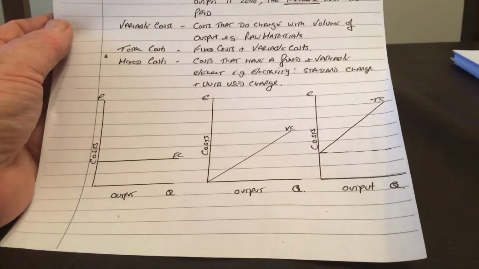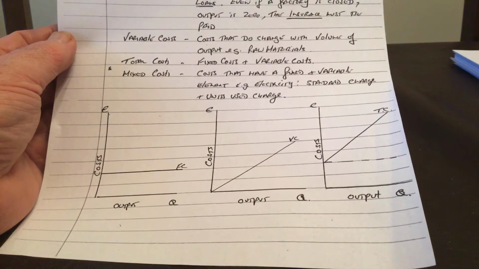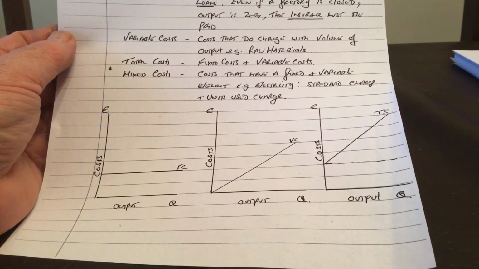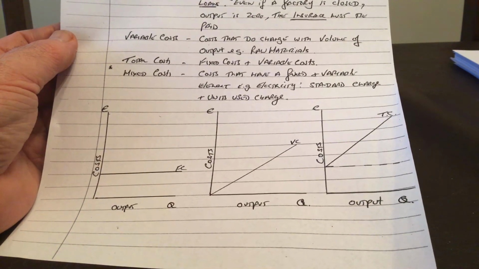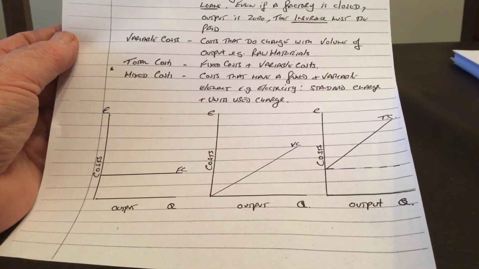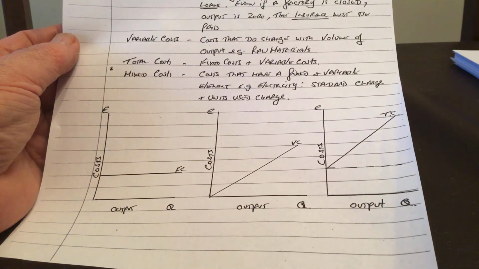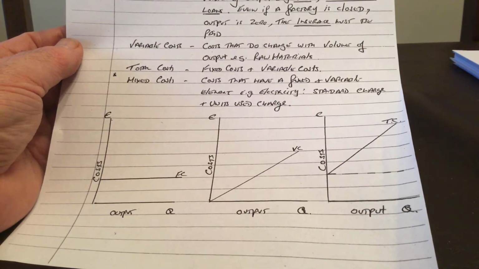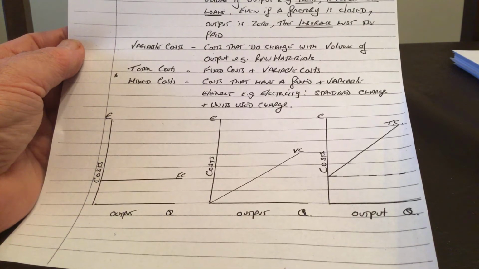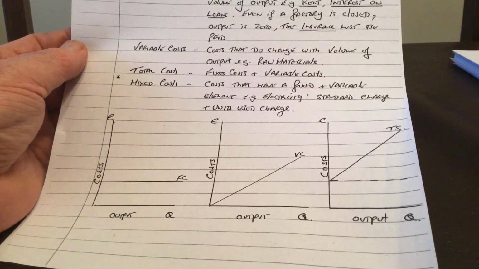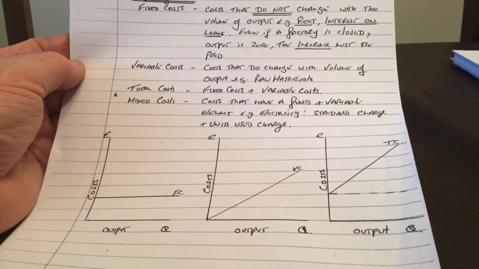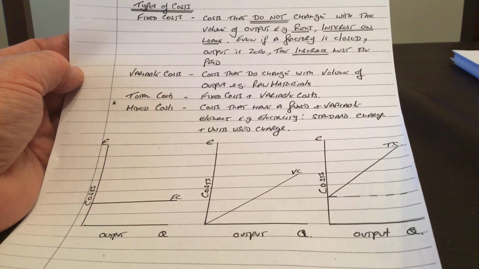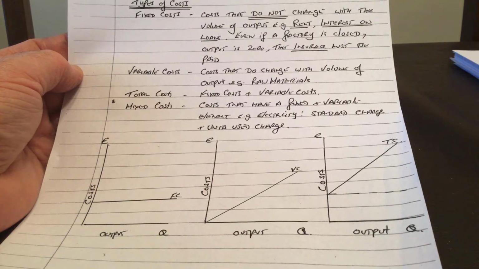And here are the diagrams for each. The fixed cost, as you can see, regardless of the level of output, the fixed cost stays the same. The variable cost starts at zero and only goes up as output goes up. And then, of course, the total cost together. You have your fixed cost plus your variable cost, and that gives you your total cost. Note in the total cost, you start the variable cost at the fixed cost point.